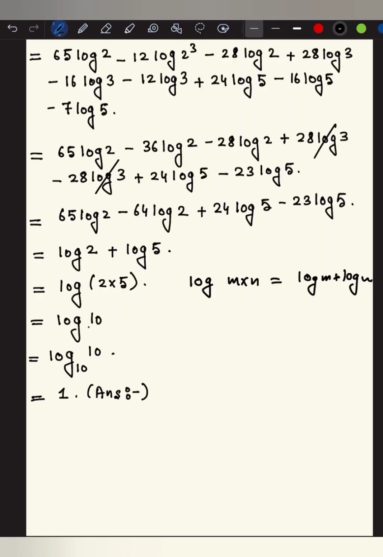which is equal to, see here no base was mentioned, so I have taken the base as 10. So log 10 base 10 means what? If we convert it into exponential form, it will be 10 to the power what is equal to this 10. So 10 to the power 1 is equal to 10. So the answer comes out to be 1.